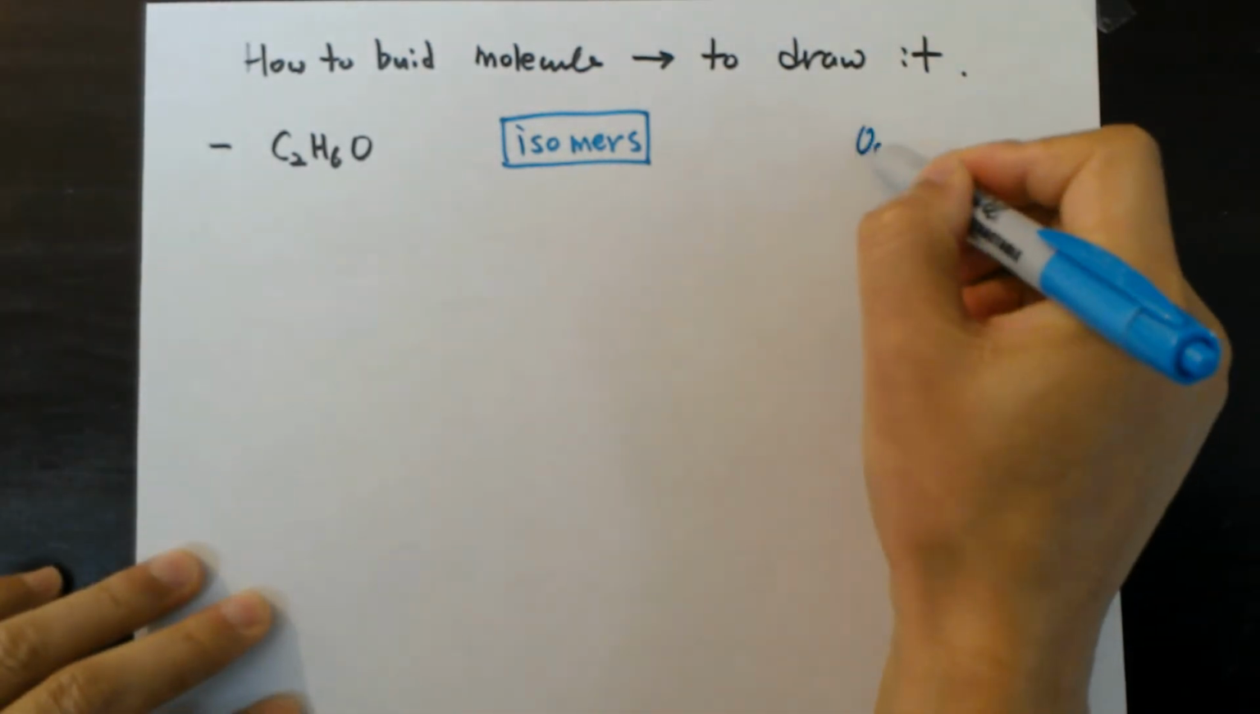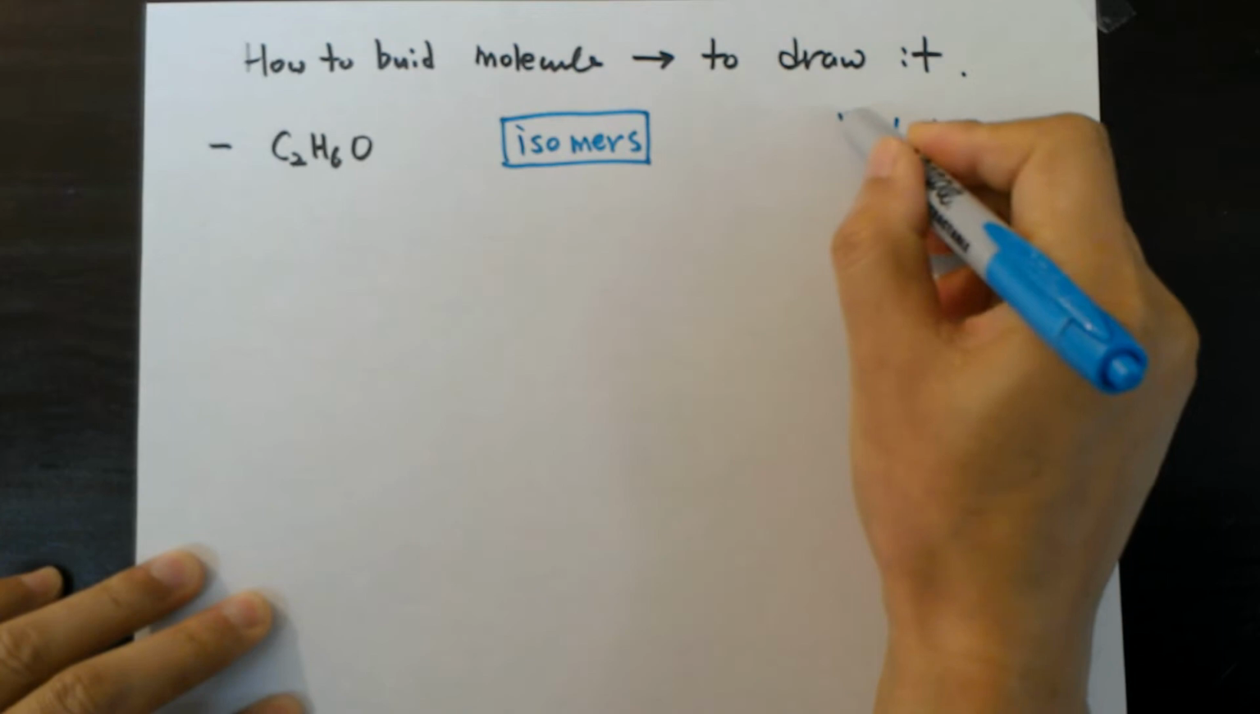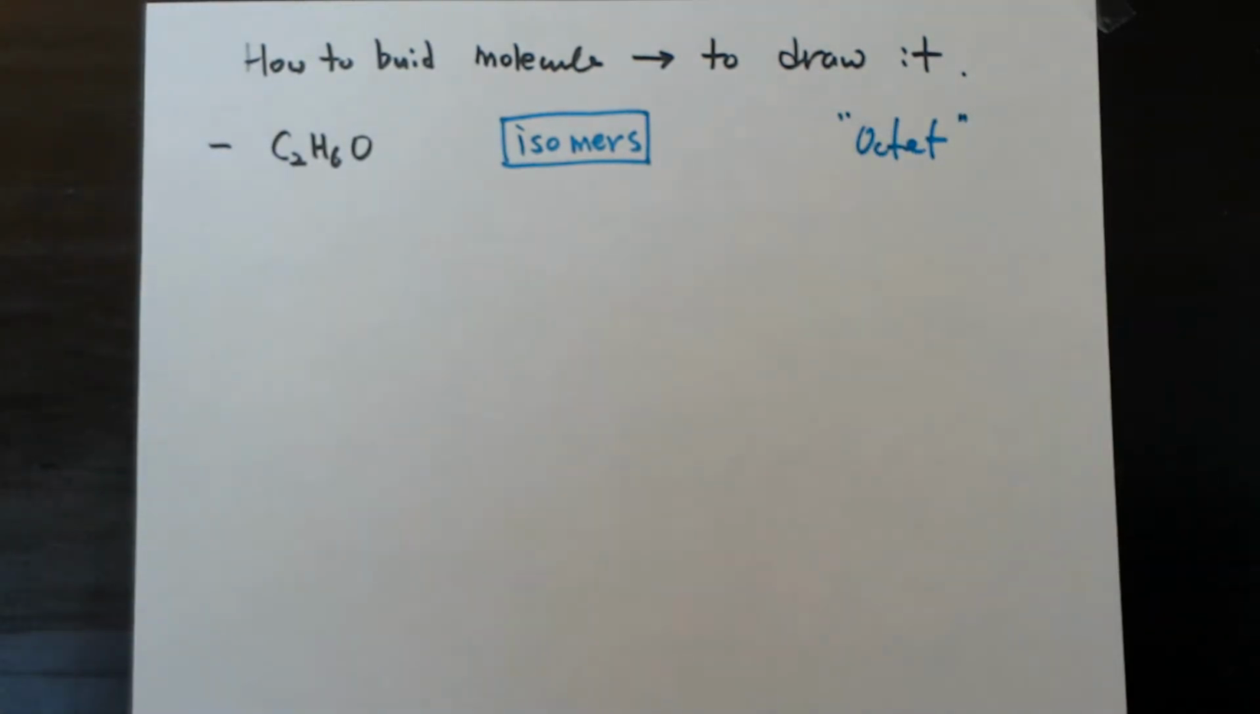The octet rule is not a recommended rule, at least in my class. It seems to only work best for the second row elements. It's 8 out of more than 100 atoms on the periodic table. So I go by the maximum possible.